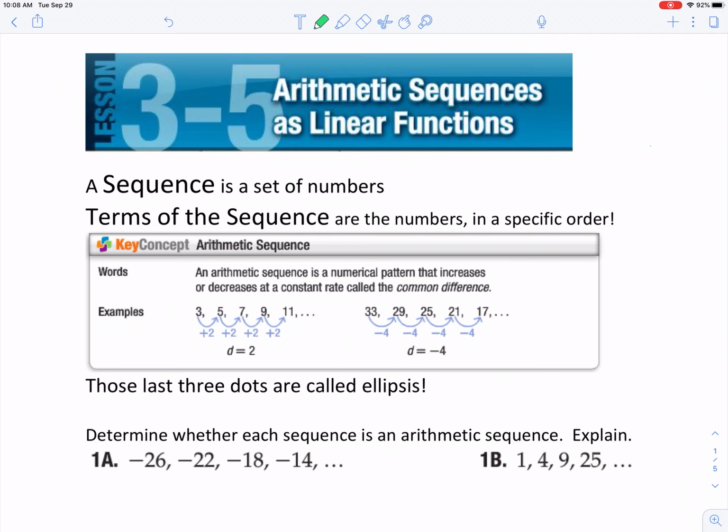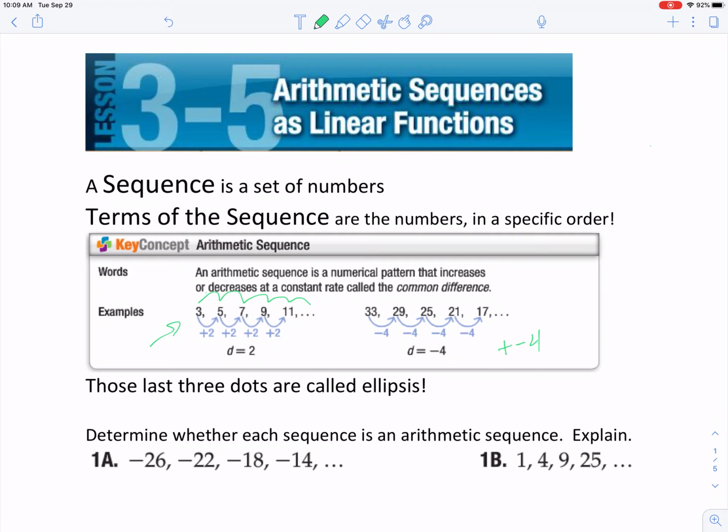So when I look at these two examples here, this first one, I can see that, from 3 to 5, I add 2, add 2, add 2, add 2, add 2. But when I look at the second one, it definitely looks like I'm subtracting 4. But for arithmetic sequences, you're not allowed to subtract. So we need to be creative. You're only allowed to add. So instead of subtracting 4, can I say that I add a negative 4?